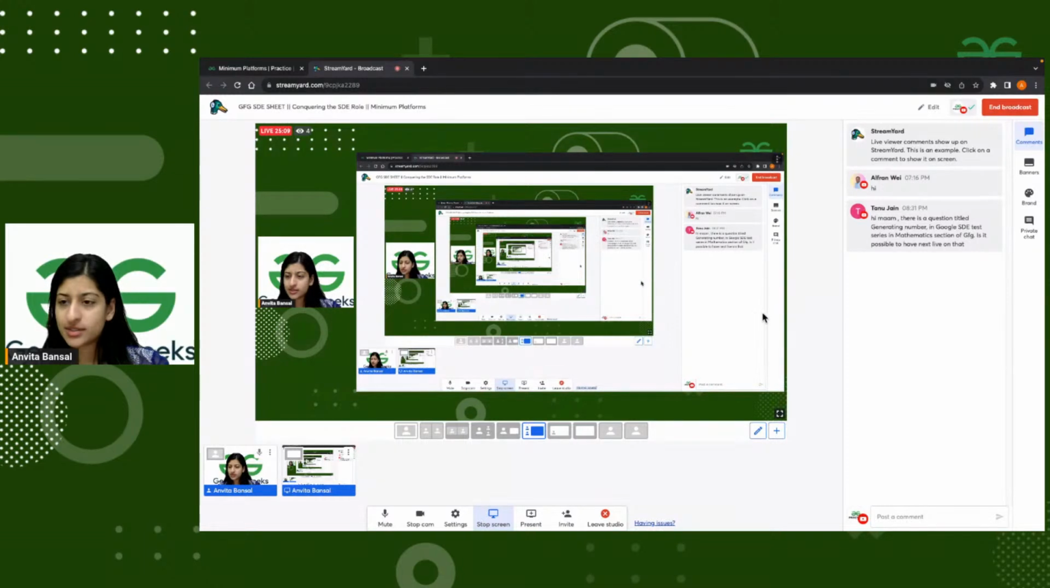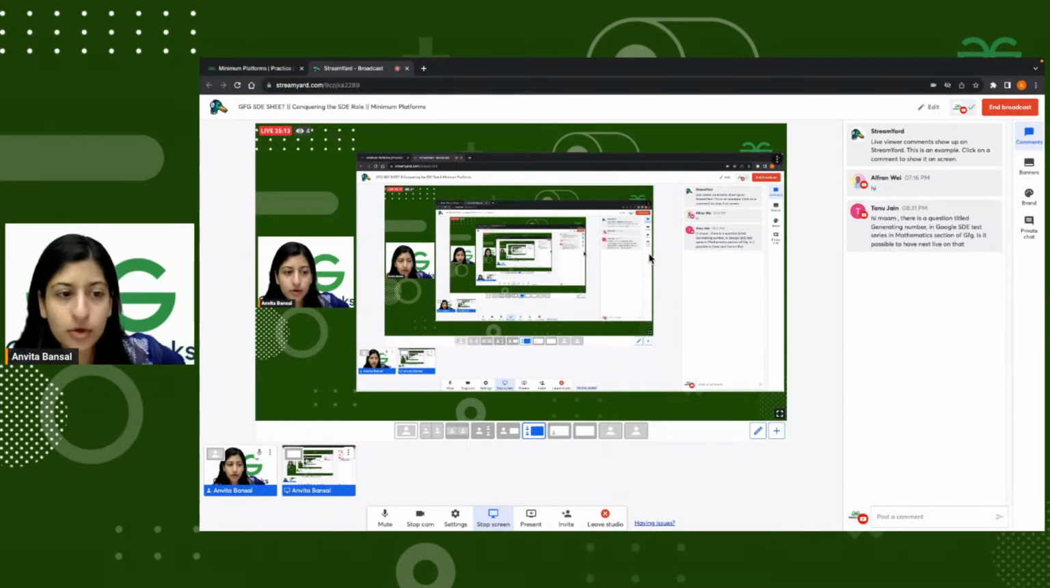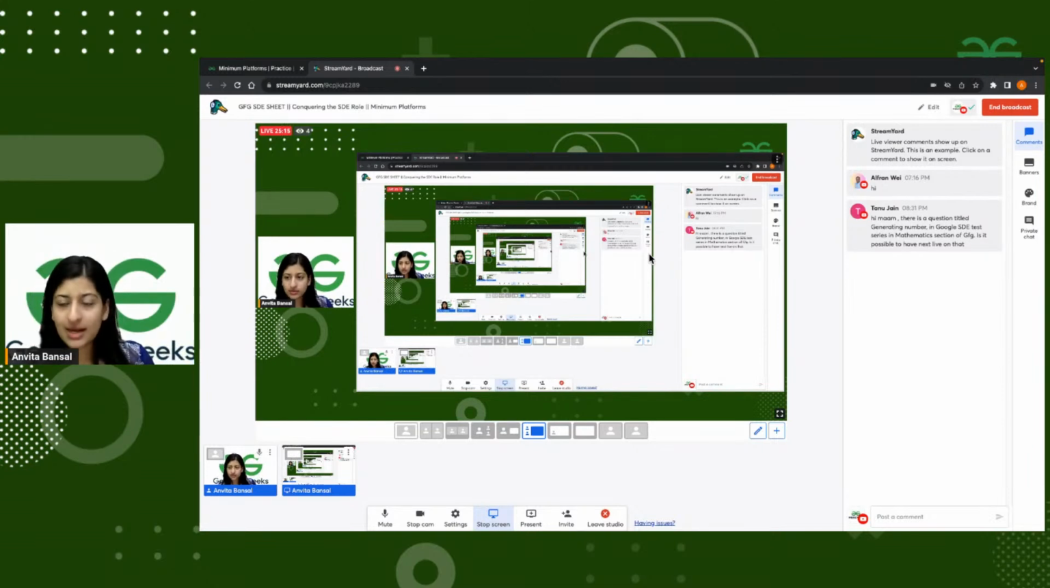In the SD sheet series, in the mathematics section of GFG, generating number is not yet part of our SD sheet, and since we are taking the questions which are already present in your SD sheet, but I can talk, and maybe we can have another section, not the next one, but maybe a dedicated section for this question, or you can also DM me on LinkedIn. So if you want, I can have a look at the problem and take it separately.